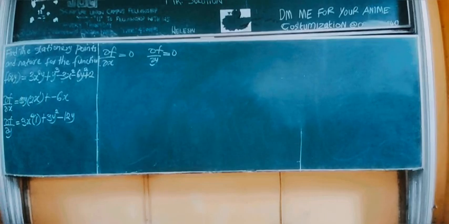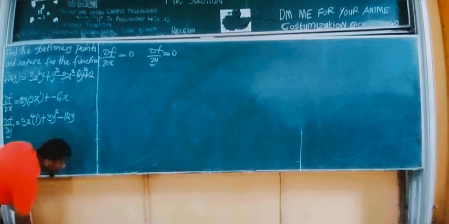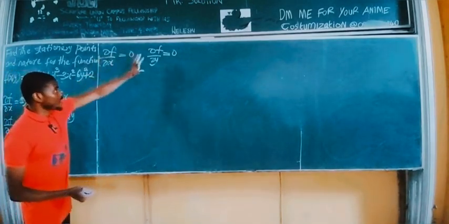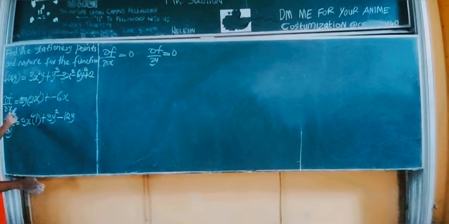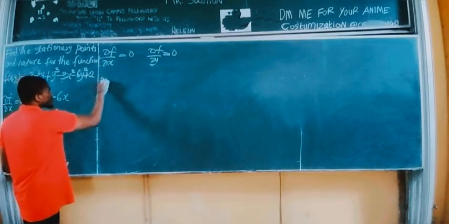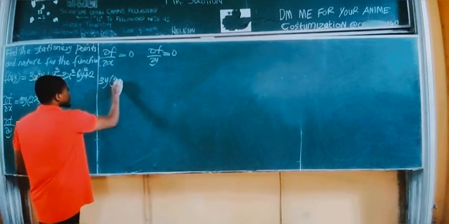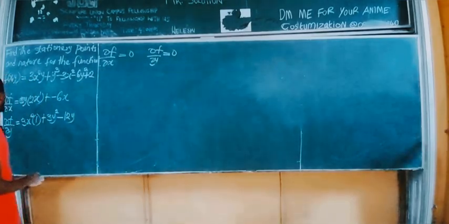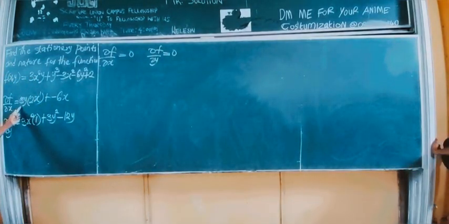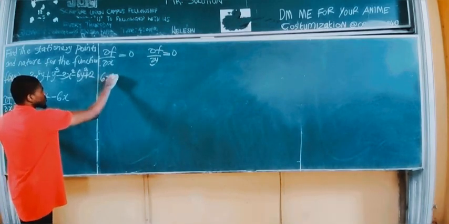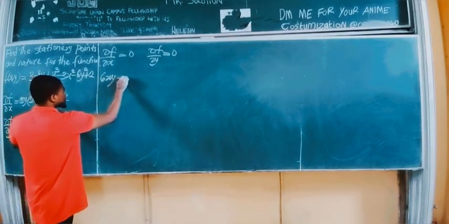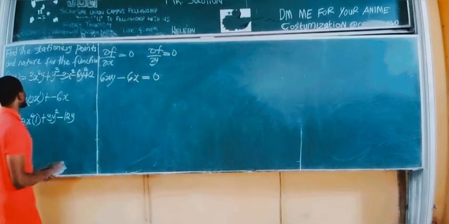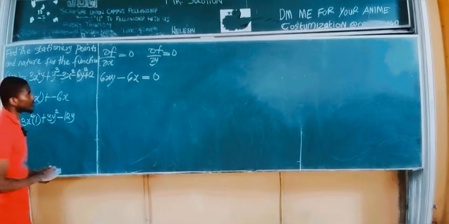All right, so our stationary points, also called the critical points, are where these partial derivatives are all equal to 0. So I will simply equate this to 0. I will have 3y into 2x. Evaluating this now, this becomes 6xy, plus minus 6x, and this is equal to 0.